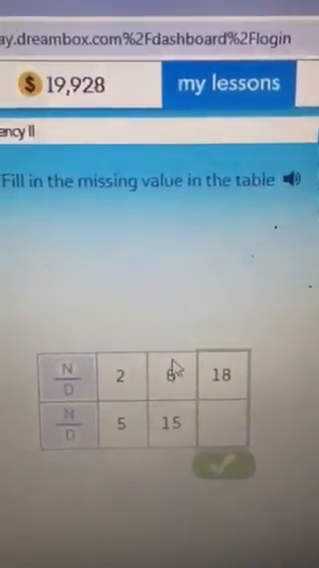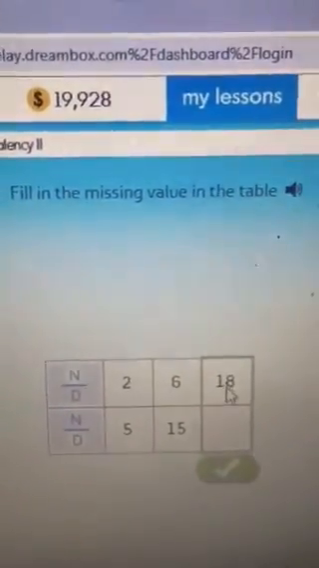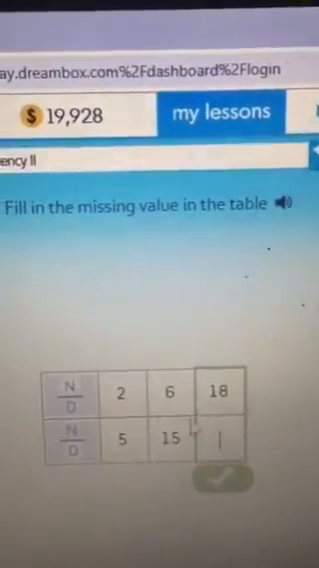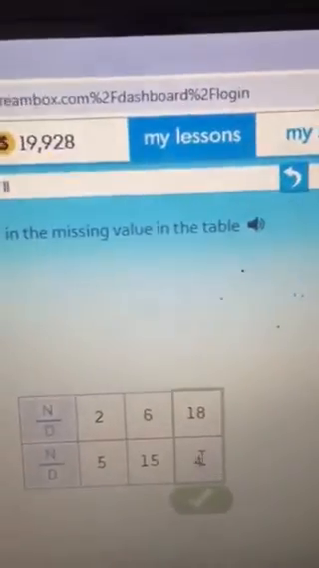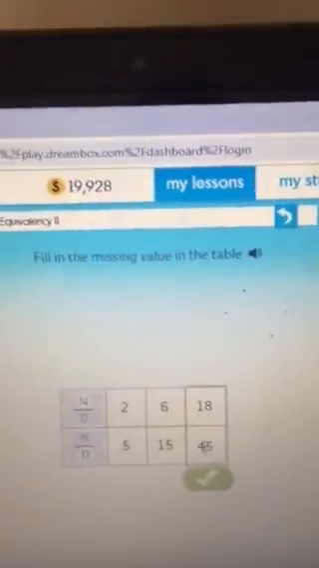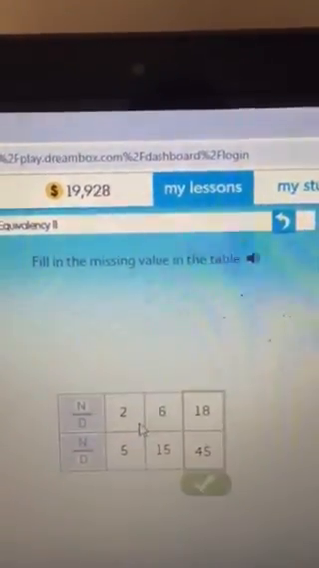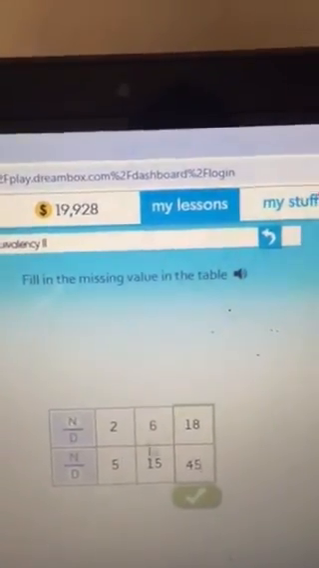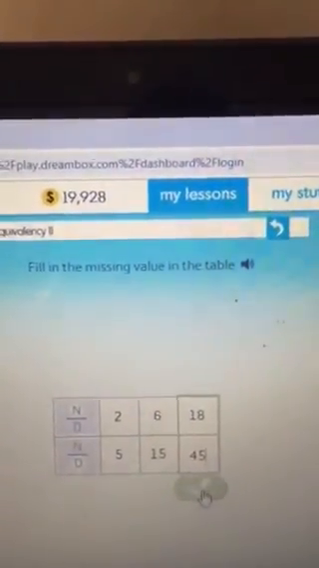Okay, so now we're going to go again. How did they get from 6 to 18? 6 times 3 is 18. So now I'm going to do the same thing on the bottom. 15 times 3 is 45. And we're actually making fractions here because 2/5, 6/15, and 18/45 are all equivalent fractions. And that's all I'm going to do for you.